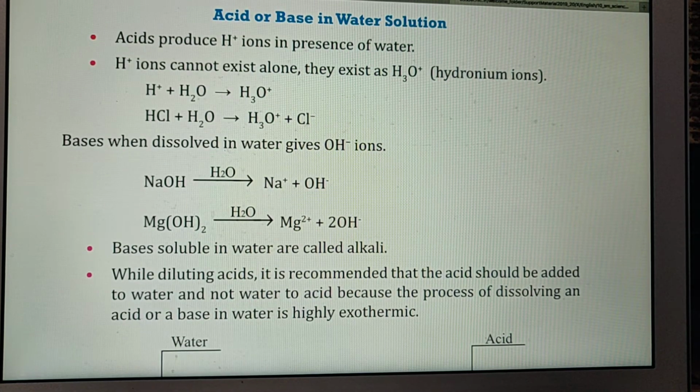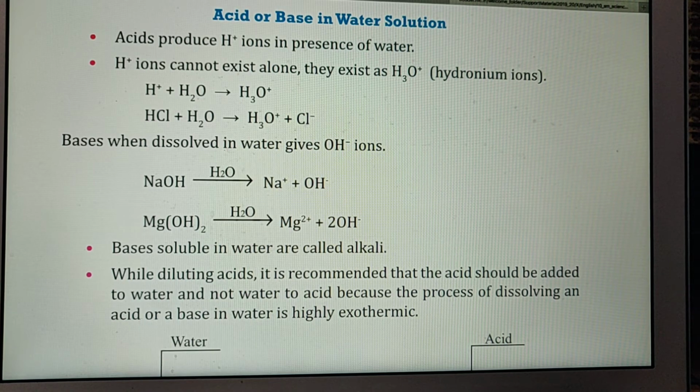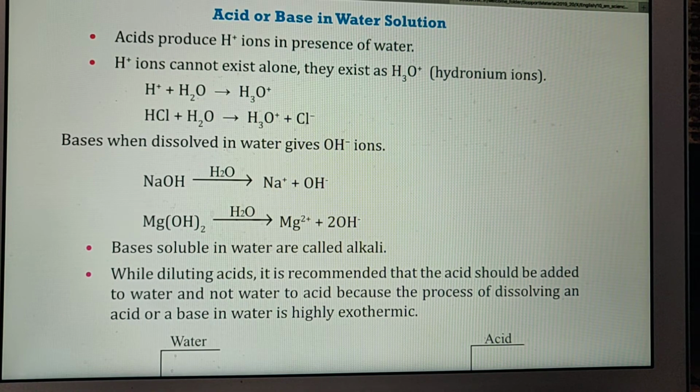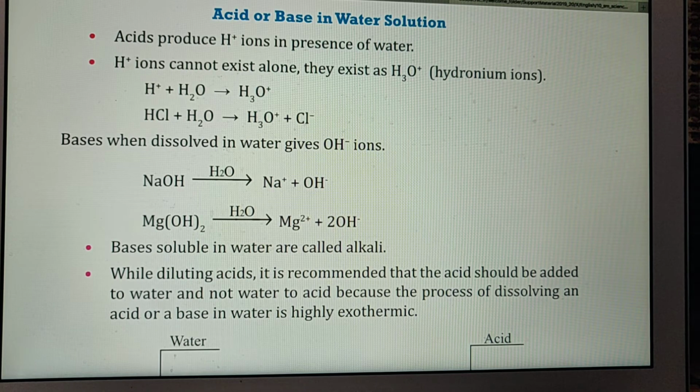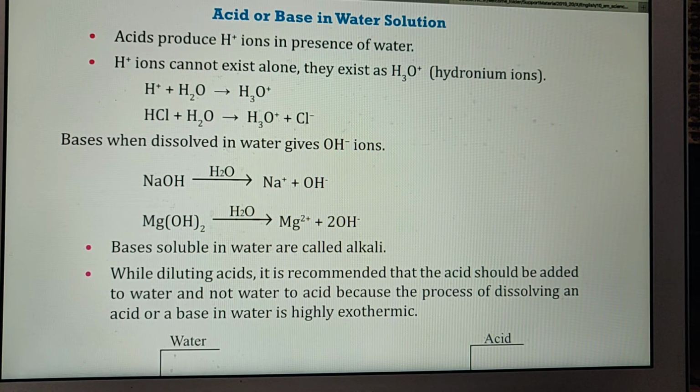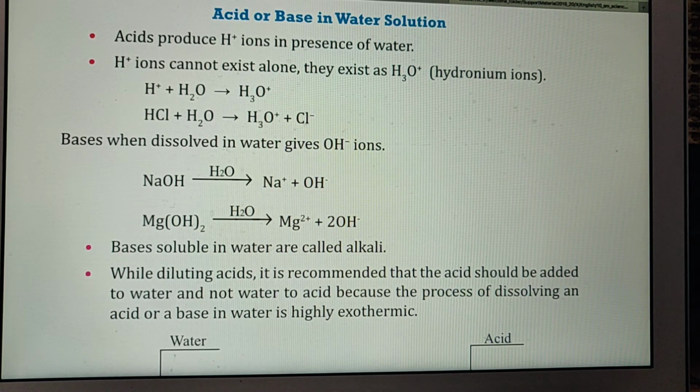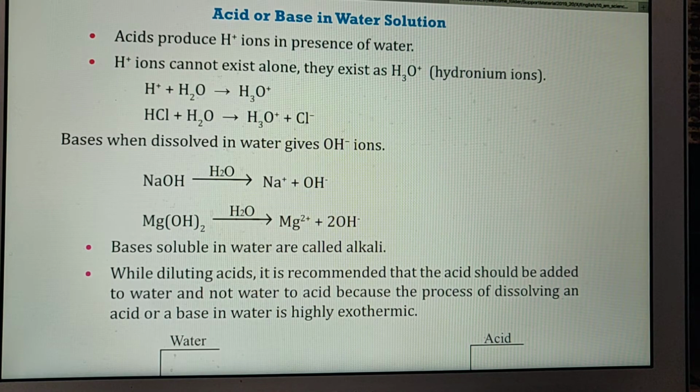Acids produce H ions in the presence of water. H ions cannot exist alone. They exist as H3O+, which means hydronium ions. So H+ ion plus H2O gives hydronium ion, H3O+ ion. HCl plus H2O gives hydronium ion and chloride ion.